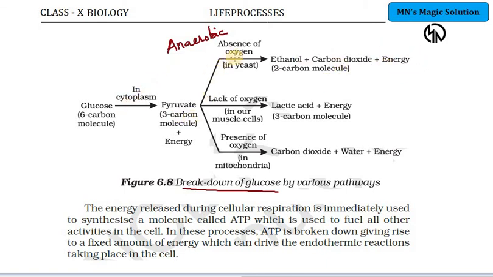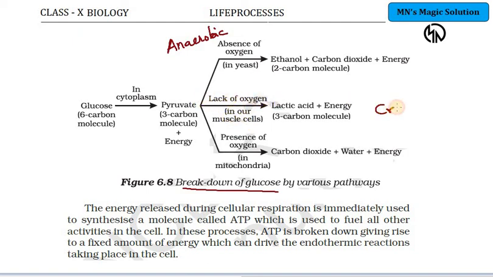So this is one sequence which happens in yeast. The second sequence is lack of oxygen in our muscle cells. Because oxygen is less, pyruvate does not get completely burnt there, and I'll get lactic acid plus energy. Lactic acid is a 3 carbon molecule. Lactic acid plus energy is obtained in the process in our muscle cells wherein there is lack of oxygen.